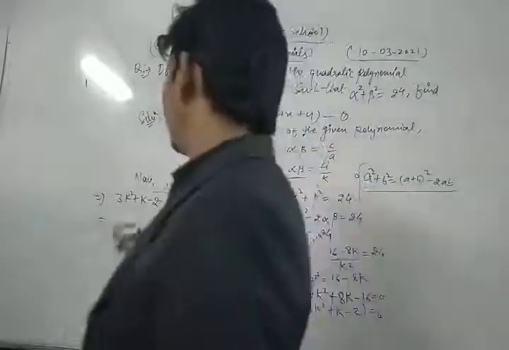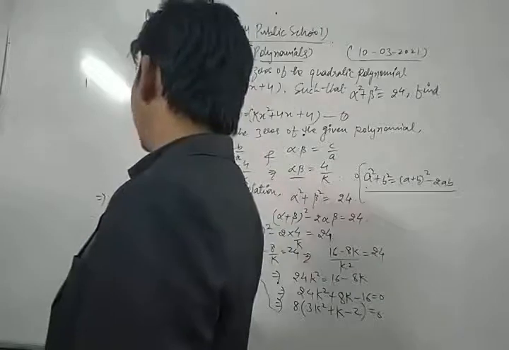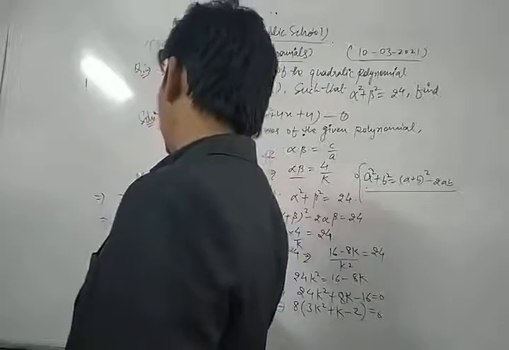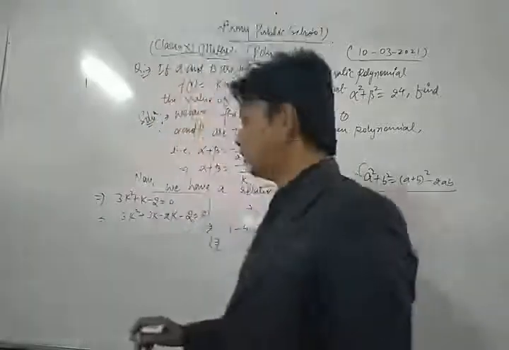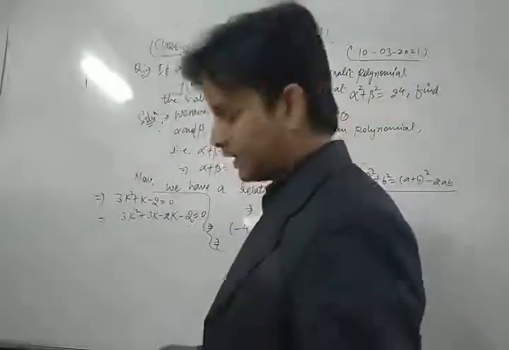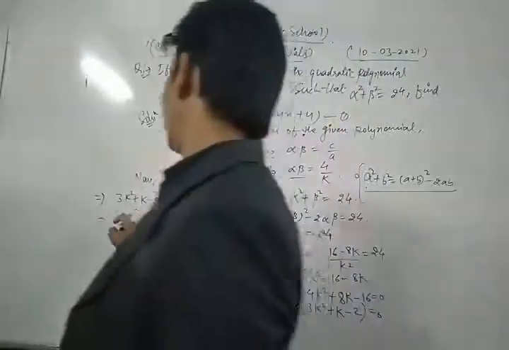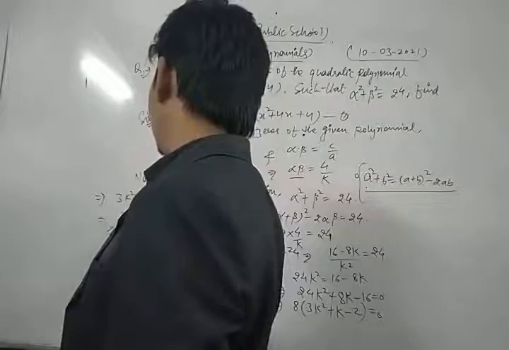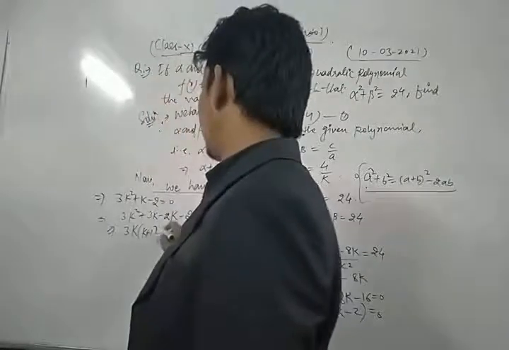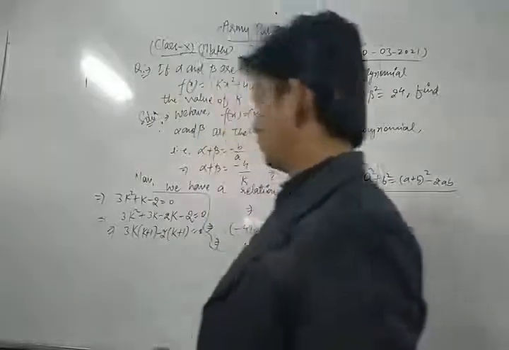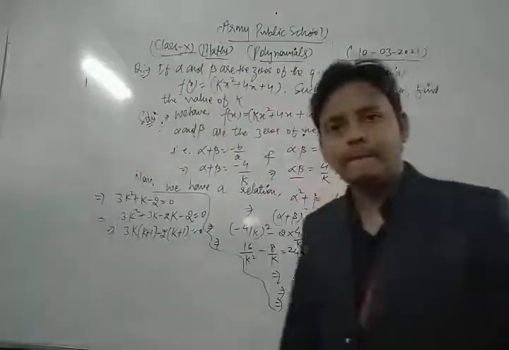Okay. Let's see. So we can write this as 3k square plus 3k minus 2k minus 2 is equal to 0. We split the middle term by factorization method. Now let's see. We take 3k as common from the first two parts, so we get k plus 1. And here we take minus 2 as common, so we get k plus 1 is equal to 0.